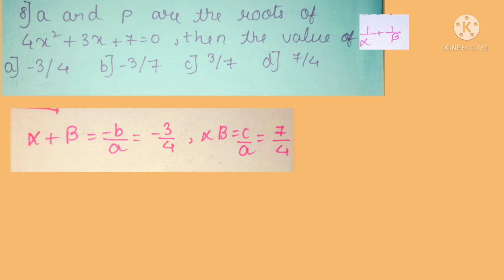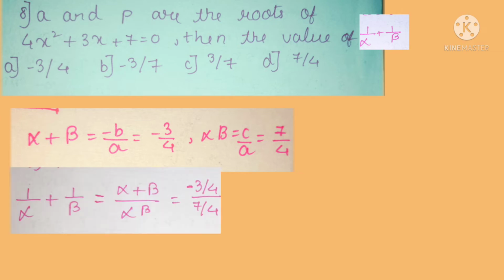The sum of the roots, alpha plus beta, we represent as minus b by a. So minus b is 3 and a is 4, so minus 3 by 4. Alpha beta is the product of the roots, and the formula is c by a, so 7 by 4. Once we have both values, according to the given question, 1 by alpha plus 1 by beta, we take the common denominator and get alpha plus beta divided by alpha beta. We know the values of alpha plus beta and alpha beta, so we got the answer as minus 3 by 7, and the option will be B.